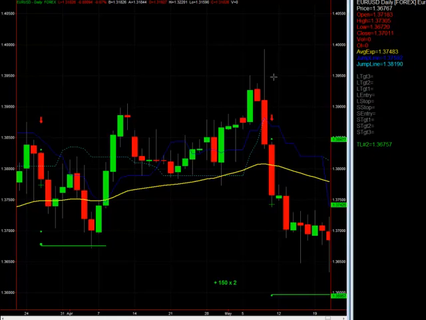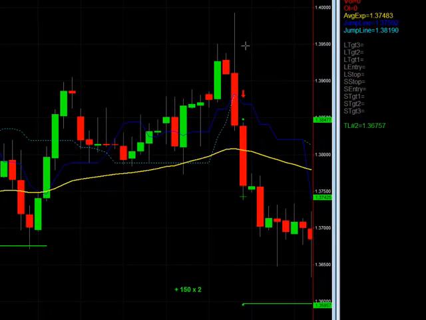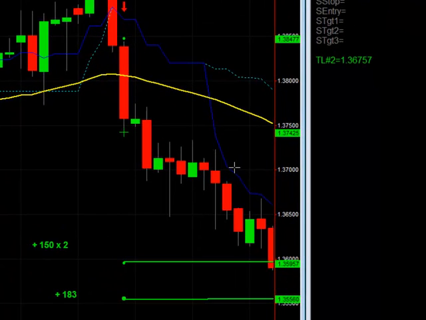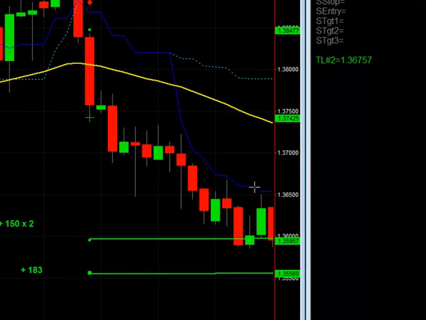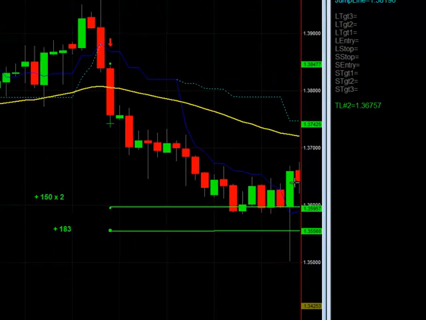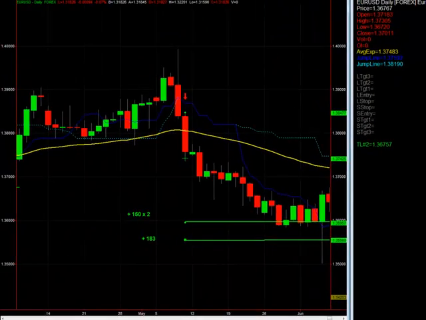Notice the next trade's quite a bit larger. The volatility has expanded in the market. That one triggers in, gets to risk-free here, and now we're trailing the blue line, locking in profit. It ends up coming down right here and hitting a nice 183 pip target before it ultimately stops out up here for 150 pips times 2, the other 2 remaining positions.